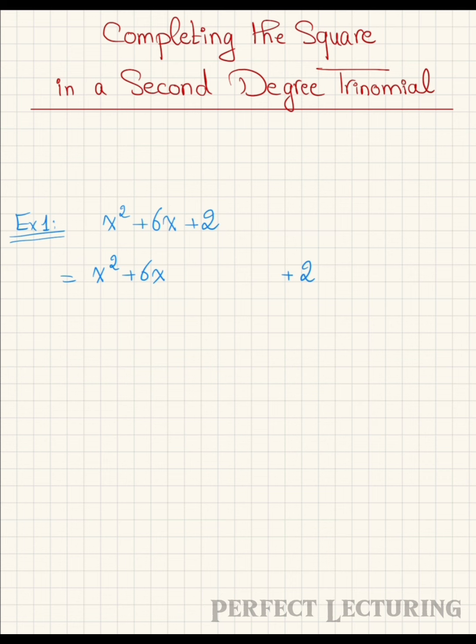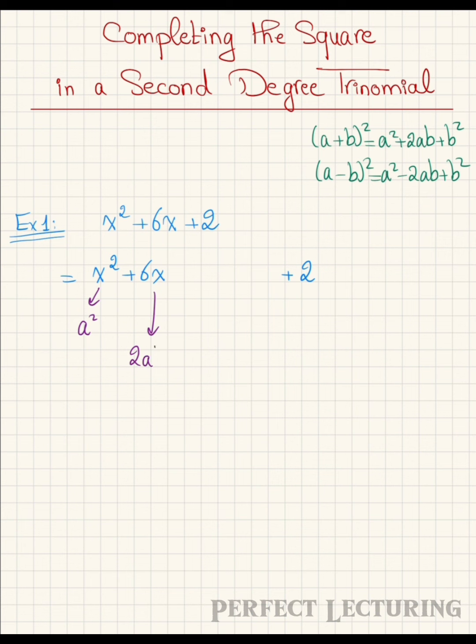Now, in order to convert it into a perfect square, we have to use one of the following identities. Either a plus b squared is equal to a squared plus 2ab plus b squared, or a minus b squared is equal to a squared minus 2ab plus b squared. So we're going to regard the first term as a squared and the second term as 2 times a times b. This means the third term must be b squared. And this is always how we do that.